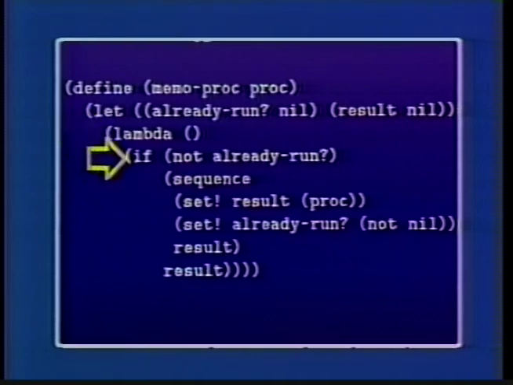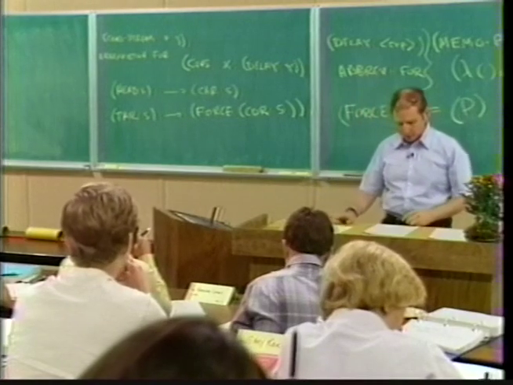And it says, oh, if I'm not already run, then I'm going to do a sequence of things. I'm going to compute proc. I'm going to save that. I'm going to stash that in the variable result. I'm going to make a note to myself that I've already been run, and then I'll return the result. So that's if you compute it, if it's not already run. If you call it and it's already been run, it just returns the result. So that's a little clever hack called memoization.